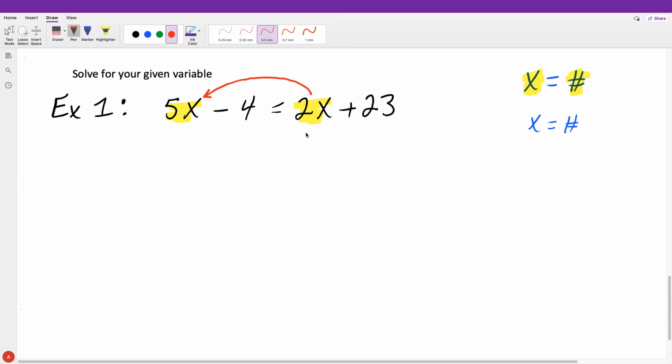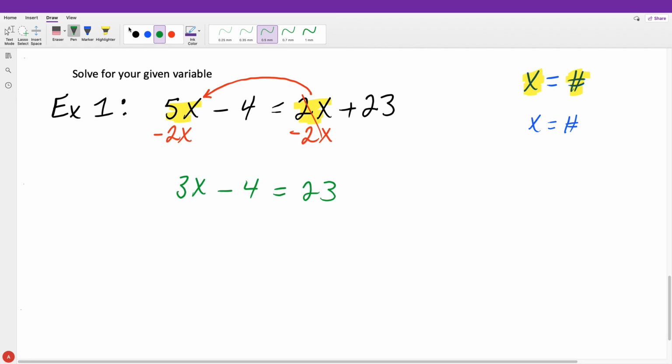In this case, it's a positive 2x. So to move x to the other side of the equation, I need to subtract 2x. And what I do to one side, I need to do to the other so that I keep it balanced. 2x minus 2x is equal to 0, so that clears out my variable on that right-hand side. And now I have 5x minus 2x, which is 3x. So now 3x minus 4 is equal to 23. Now this looks like a regular multi-step equation that we were just solving in the last video.